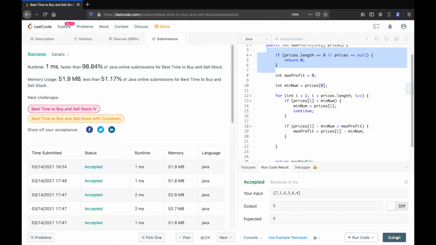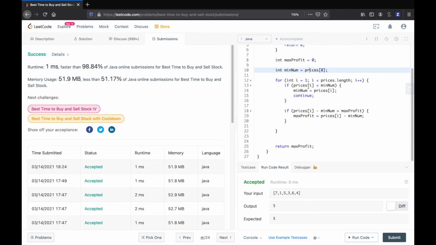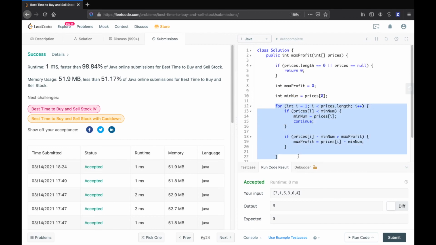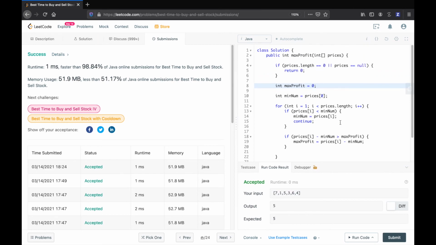And that is everything, everyone. Look at that. We are 1 millisecond faster than 98% of the Java online submissions. Let's talk about the time and space complexity for this problem. So the bulk of our complexity actually happens in this for loop. And since we are basically iterating through our entire array, our time complexity is O of n. And our space complexity, well, we're not really storing any additional storage. So our space complexity for this is O of 1.